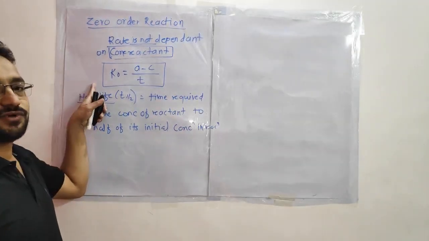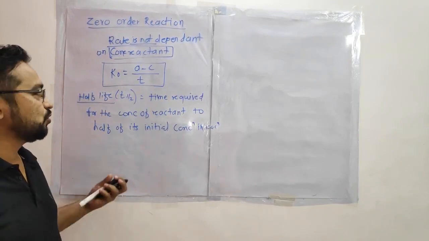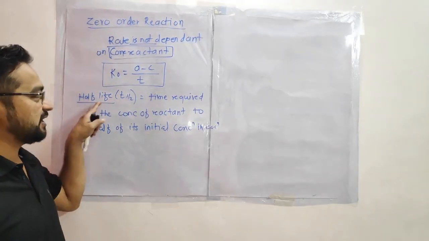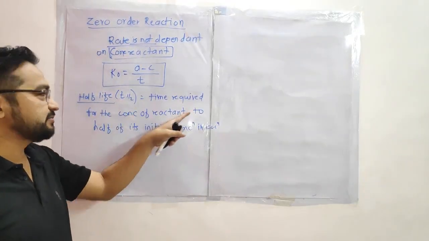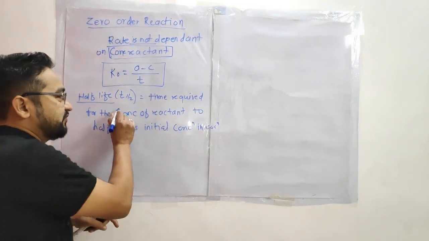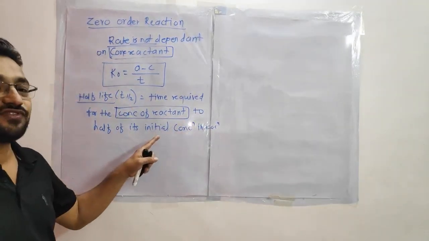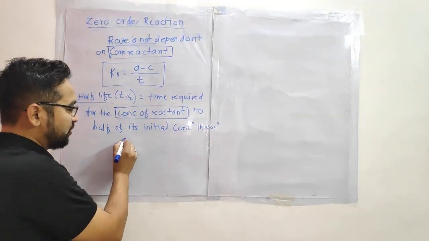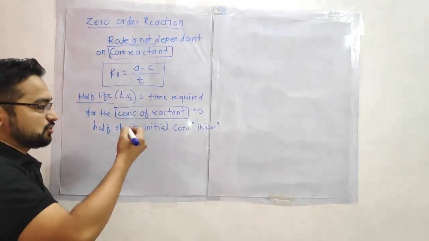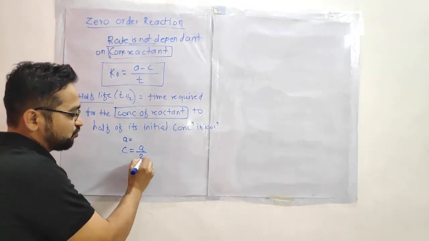Now we have derived the equation k0 is equal to a minus c divided by t. Now we want to go further with the half-life equation. So half-life is t half. What is the definition of half-life? It is the time required for the concentration of reactant to fall to half of its initial concentration. Let us assume that initial was your a. So what will be your c? C will be your a by 2.